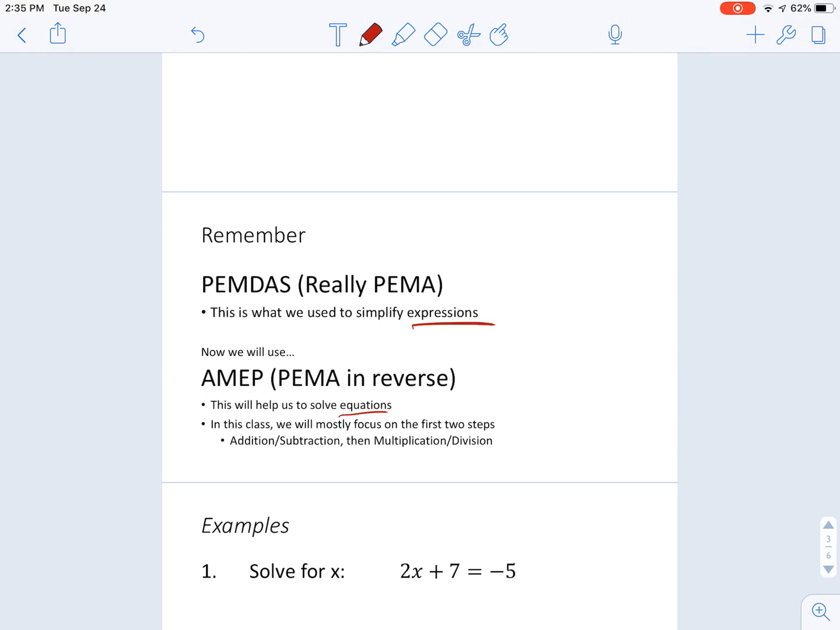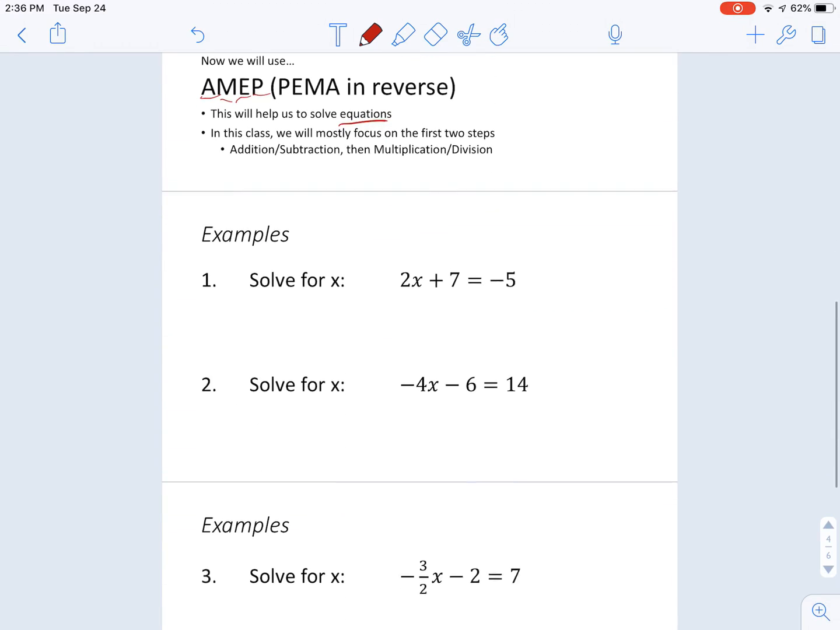So instead of ending with addition and subtraction, we're going to start with addition and subtraction. Then we're going to deal with multiplication and division. Then if there's exponents, we'll deal with that. And if there were parentheses, we'll deal with that last. So it's a complete flip on order of operations. That's not to say order of operations were wrong. That's the right way to simplify something. We're not simplifying anymore. We're solving. So it's a different method.